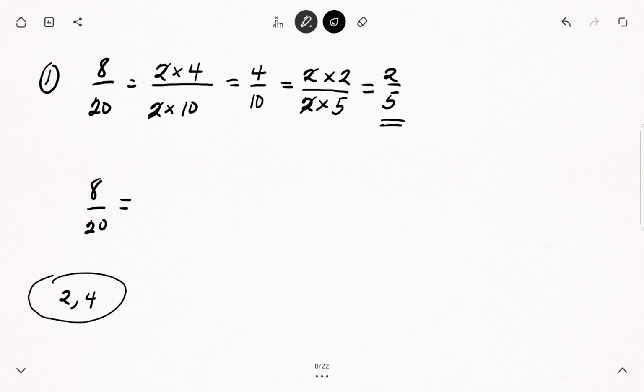Now if you look at it, 2 over 5, there is no number apart from 1 that can go into both numbers without a remainder. So 2 over 5 becomes our final answer in this case.